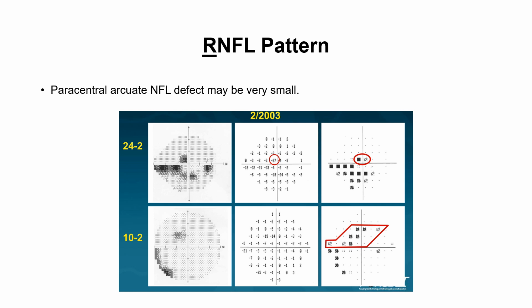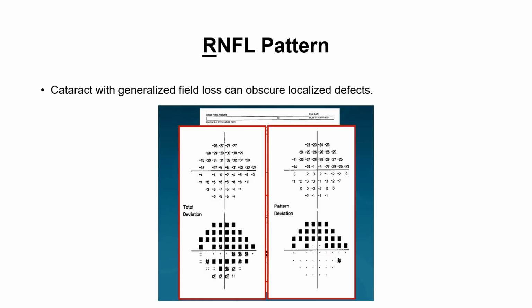I'm stressing more on this point just to keep them memorized by heart. So sometimes also, as we say, the benefit of the total deviation compared to pattern deviation: if you see reduction in the total deviation probability map, and you see normal pattern deviation, this means that the media is hazy. Could be due to cataract, could be due to corneal haze or corneal edema.